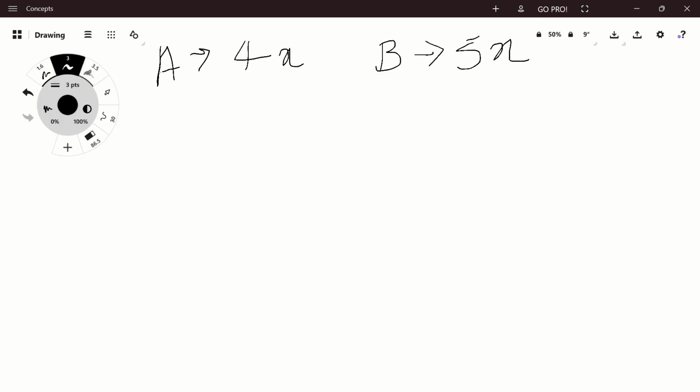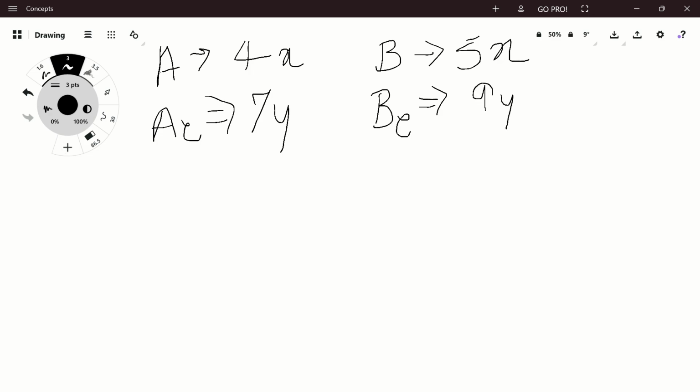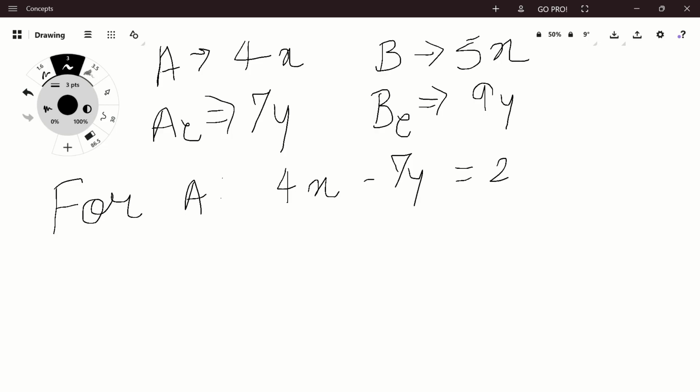And A's expenses be 7y and B's expenses be 9y. Savings are calculated as income minus expense. So, for A, savings will be 4x minus 7y, which is equal to 2000.